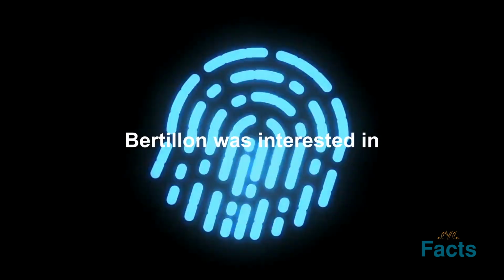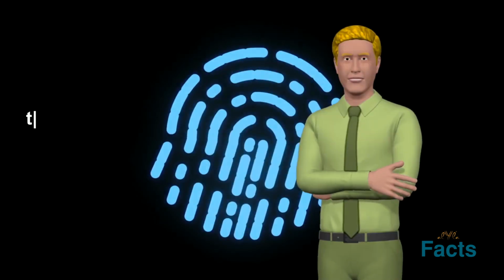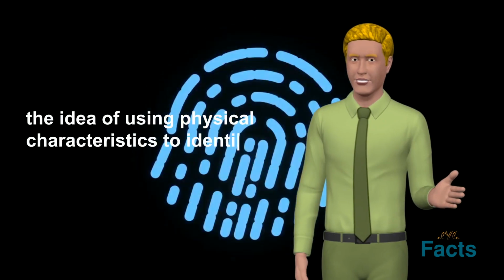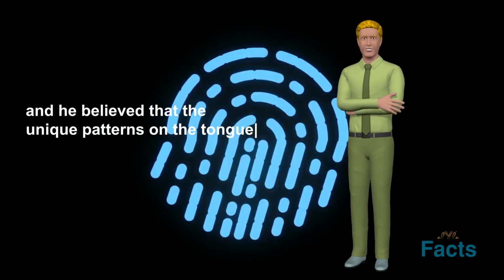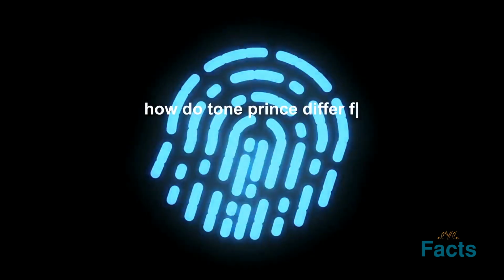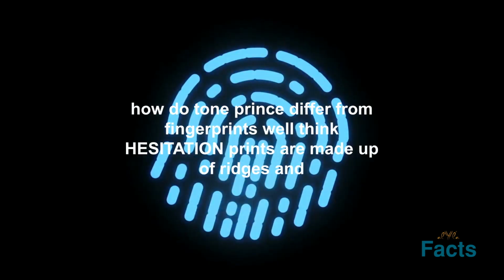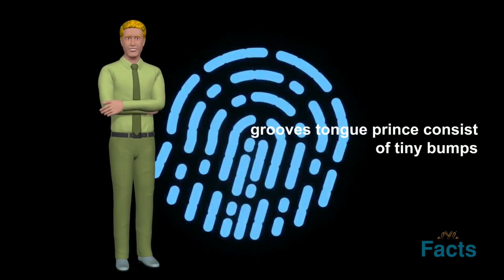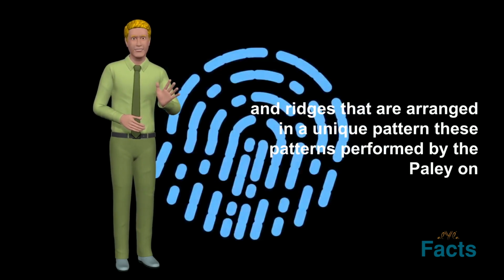While fingerprints are made up of ridges and grooves, tongue prints consist of tiny bumps and ridges that are arranged in a unique pattern. These patterns are formed by the papillae on the surface of the tongue, which are small projections that contain taste buds. There are 4 types of papillae that are found on the tongue: fungiform, foliate, circumvallate, and filiform. Each of these types of papillae has a different shape and size, which contributes to the overall pattern on the tongue.